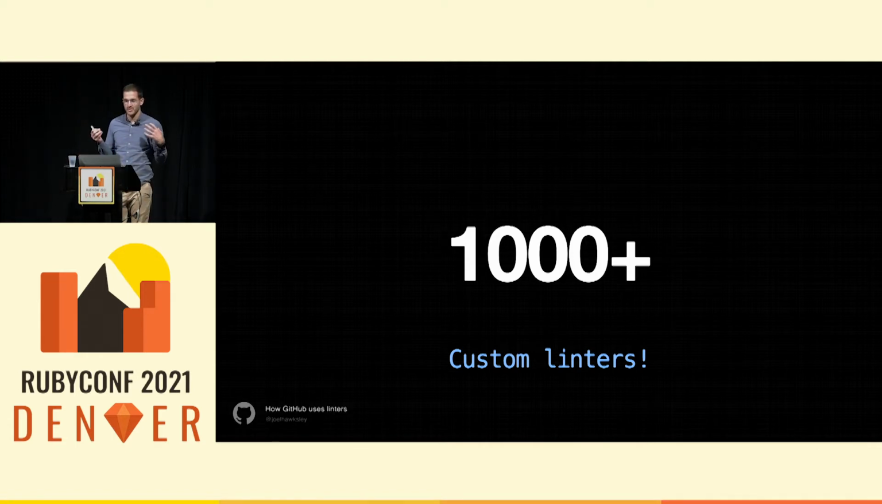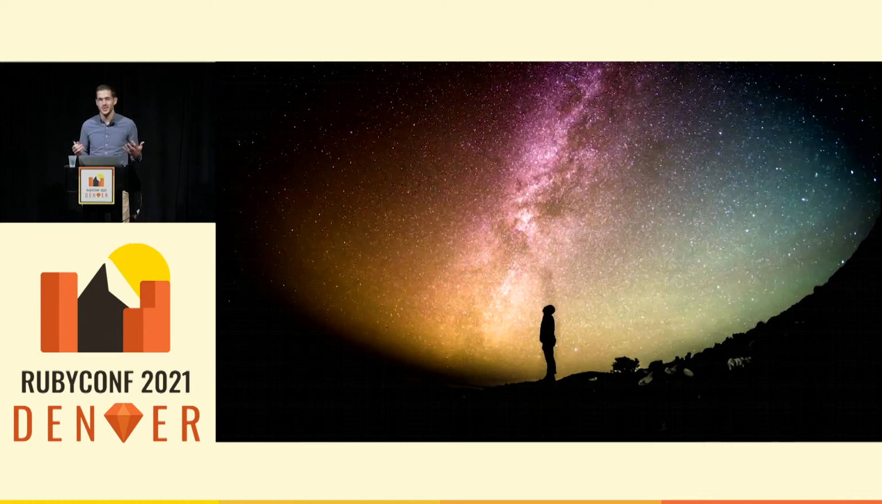There seemed to be a linter for everything you could think of, and honestly, there were linters for things I never thought could be linted. So for someone who really likes linters, this was like walking into some sort of alternative universe where all of my dreams had come true, or so I thought. So my goal today, first and foremost, is to just share that sense of wonder and awe with all of you when it comes to how GitHub uses linters.